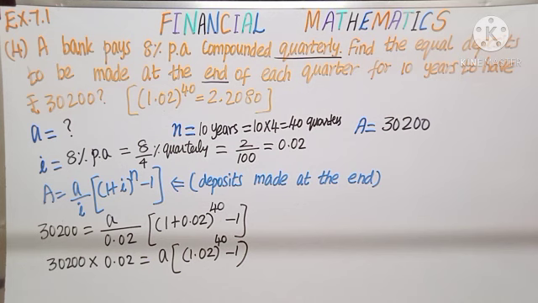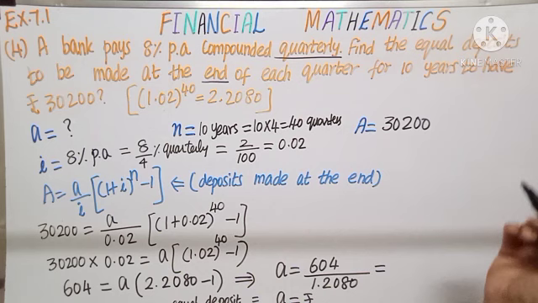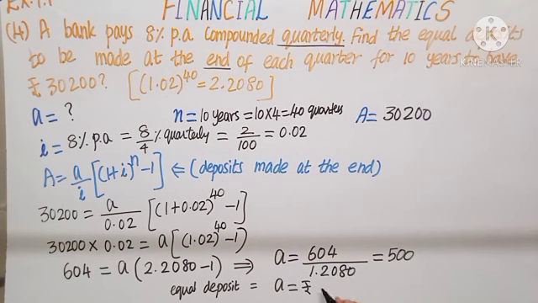30,200 into 0.02, 604 is a into 1.02 power 40, given in the question, 2.2080 minus 1. So what is a? 604 divided by, subtract, bring it down, it is 1.2080. Divide and find out what is a. This is the equal deposit to be made at the end of each term. So equal deposit is the question. Small a we need to find out. So the equal deposit to be made is 500 quarterly to get 30,200 at the end of 10 years.